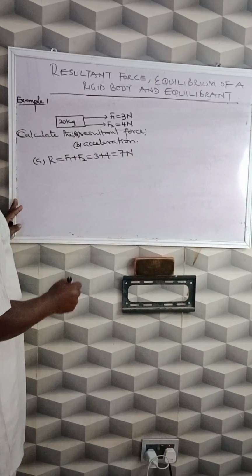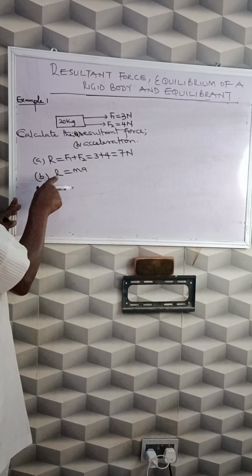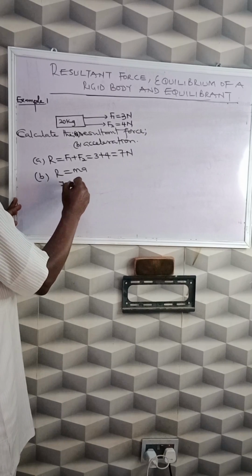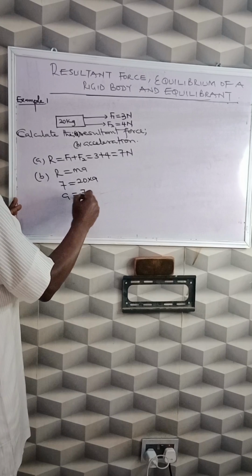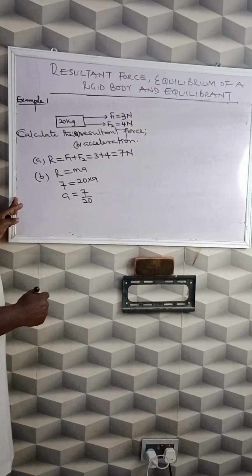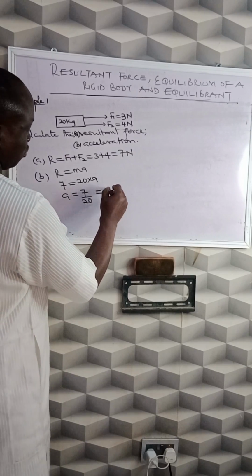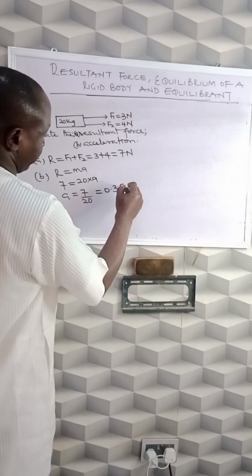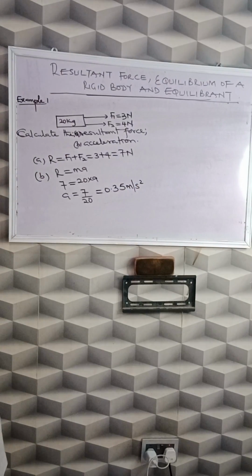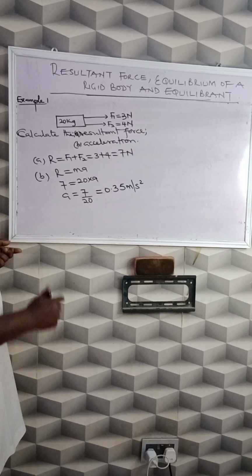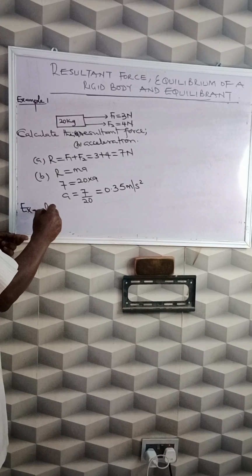For B, resultant force is equal to mass times acceleration. So resultant is given as 7, mass is 20, then times a. a now is equal to 7 divided by 20. That is 0.35. So it gives you 0.35 meter per second square. That's the acceleration of the body. Then let's look at example 2.